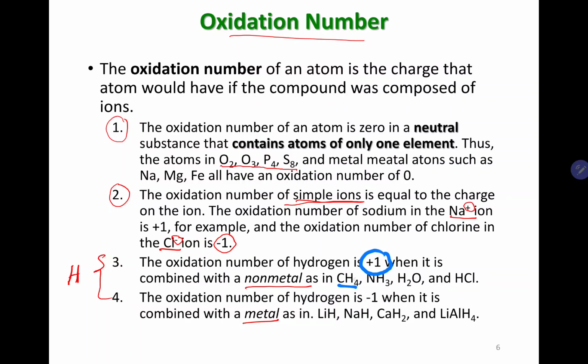So for CH4, you have 4 hydrogens, and each hydrogen is going to have a +1 oxidation number. And ammonia, once again, hydrogen is next to a non-metal, and therefore hydrogen is going to have a +1 oxidation number. So similarly, in HCl, once again, hydrogen is attached to a non-metal. This is a non-metal, and therefore the oxidation number of hydrogen is a +1. Are we clear? All right.